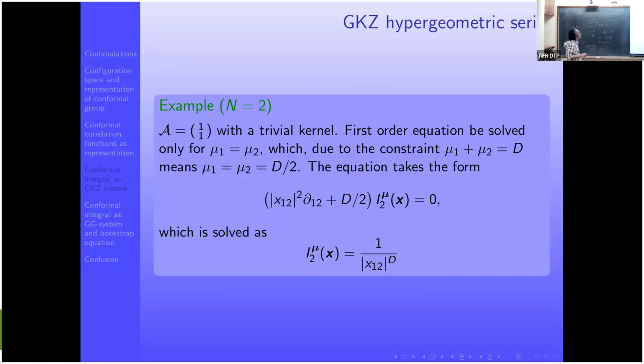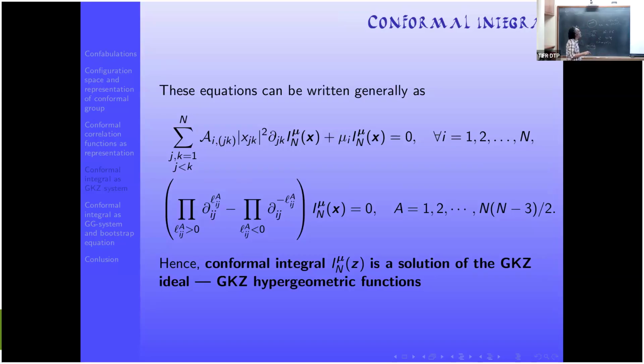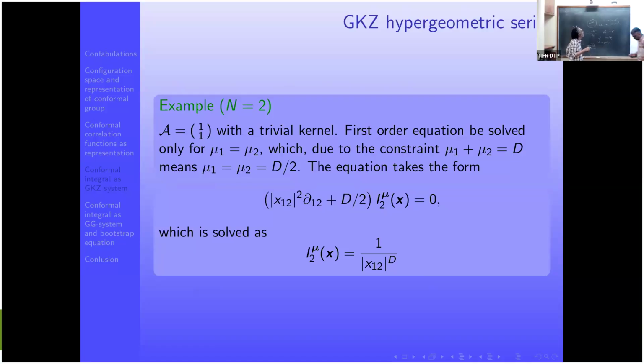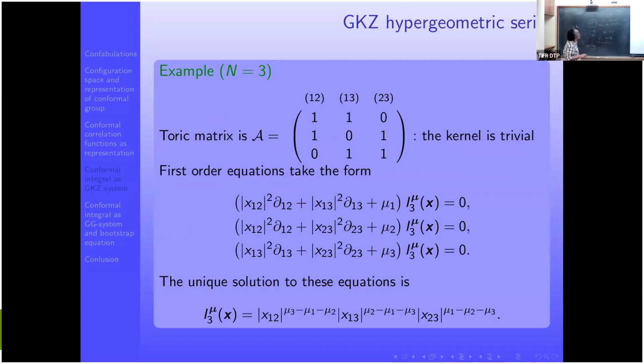And here is an interesting example. For n equal to 2, A is like this, 1 and 1, because 1 and 2 both transform this way. There's no null vector, so this equation is absent. Only the first equation is there, and it can only be solved for mu1 equal to mu2. And as we know, we actually have a delta mu1 mu2 for the 2-point correlation. The same thing comes up for n equal to 3. I have this matrix, so 1,2 transforms like this, 1,3 like this, and 2,3 like this. There's no kernel, the kernel is trivial. You write down the equations and you get this as a solution. Okay, so this is just a consistency check.